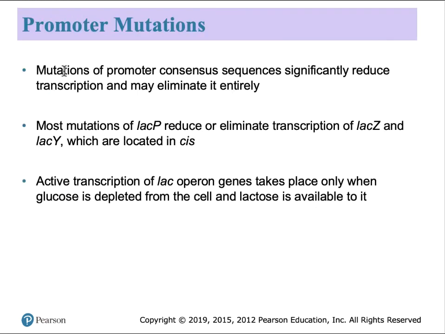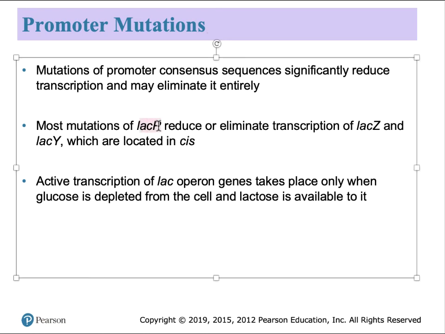Mutations can happen to any piece of DNA, and the promoters are no exception. So mutations in the promoter come in two flavors. The lactose promoter could be normal, or it can have mutations which reduce or eliminate the binding of RNA polymerase, therefore affecting the transcription of the Lac-Z and Lac-Y genes in this example. But these mutations operate in the same way as previously. Those mutations are going to be cis.